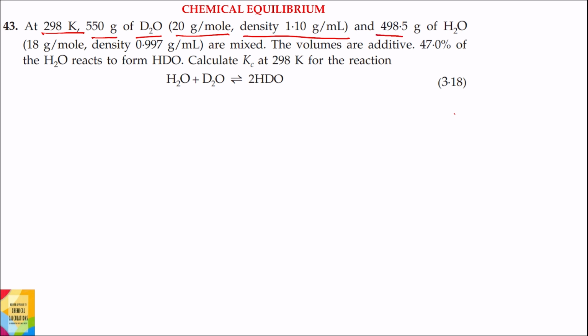And 498.5 gram of H2O, molecular weight is given as 18 gram per mole, density is given as 0.997 gram per milliliter.